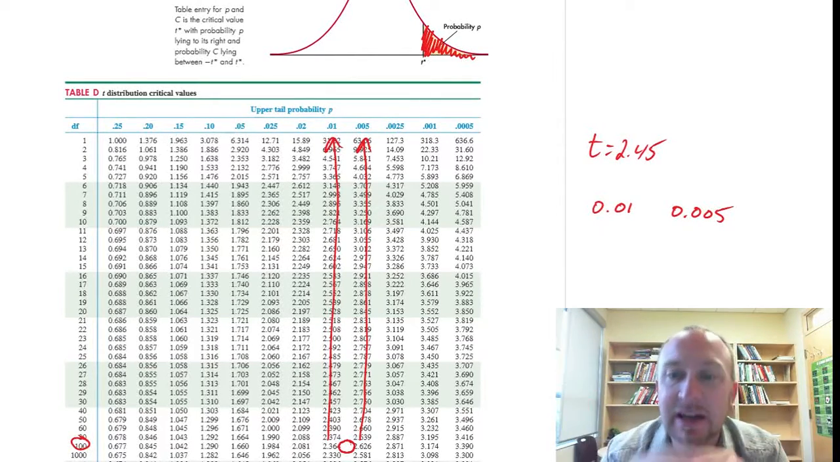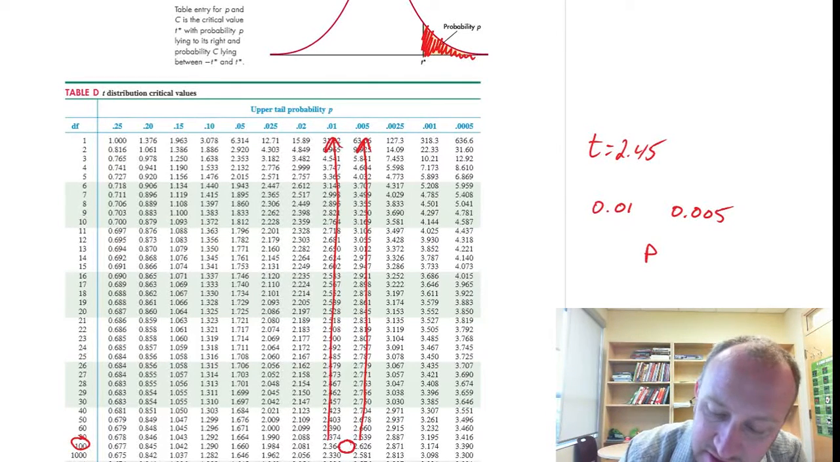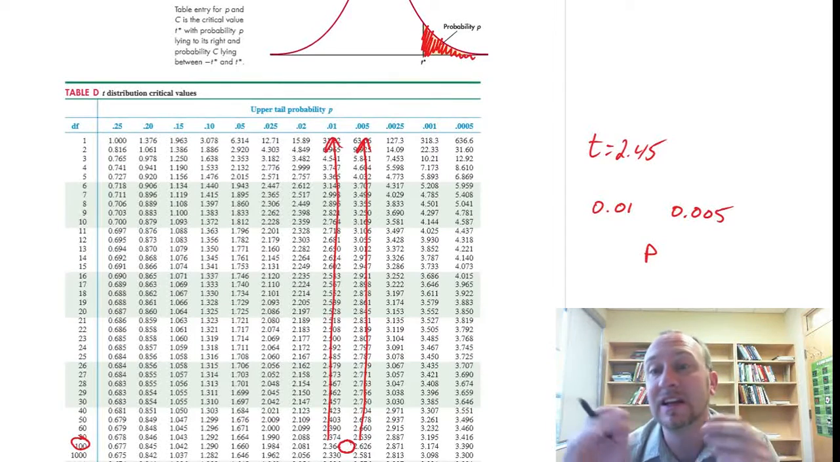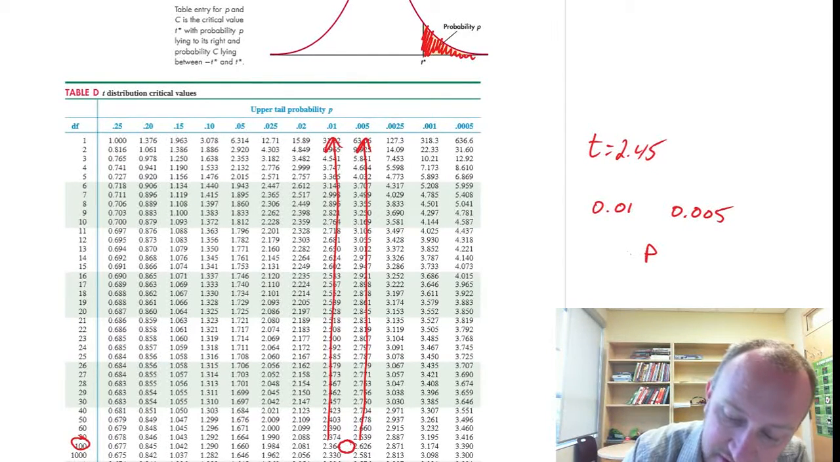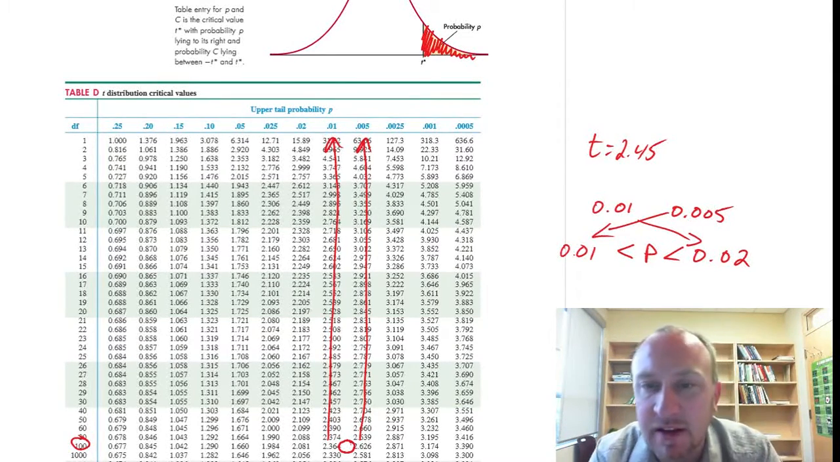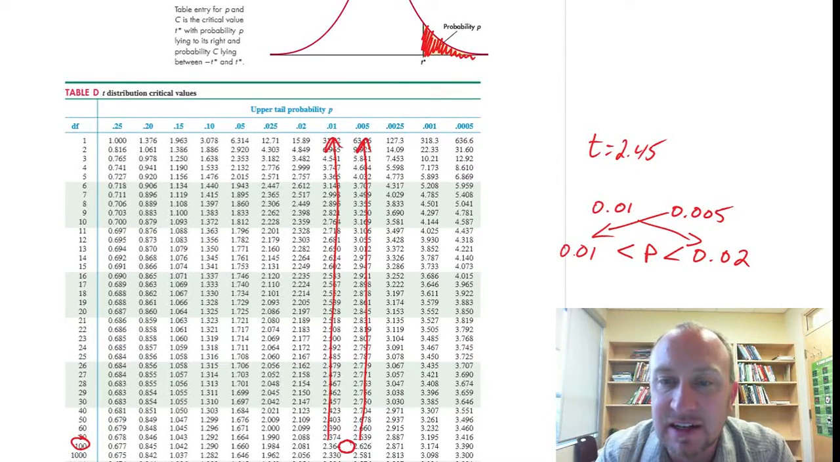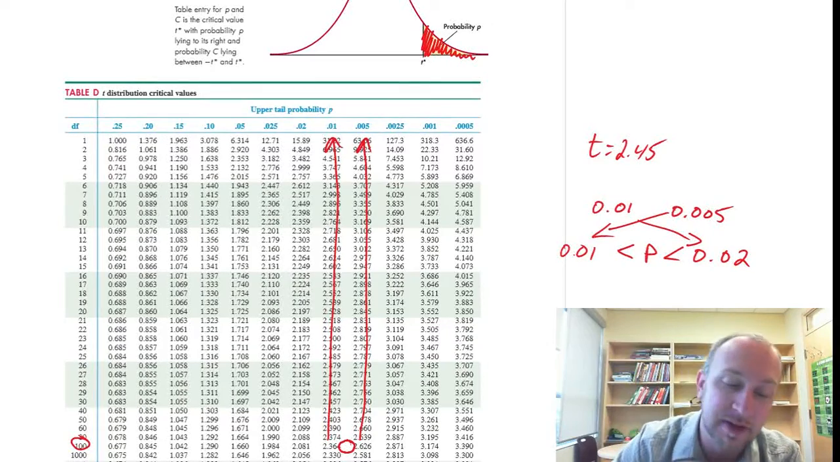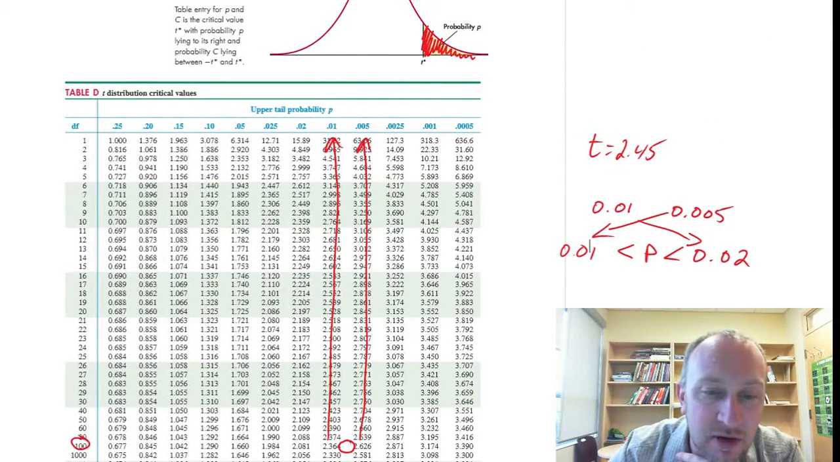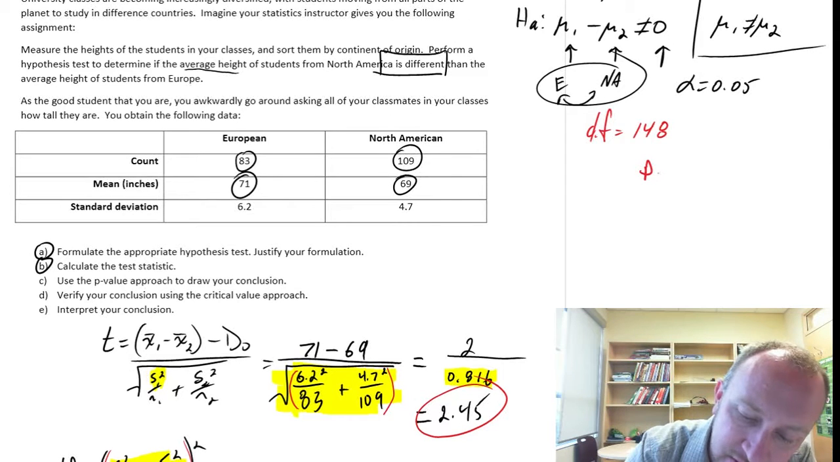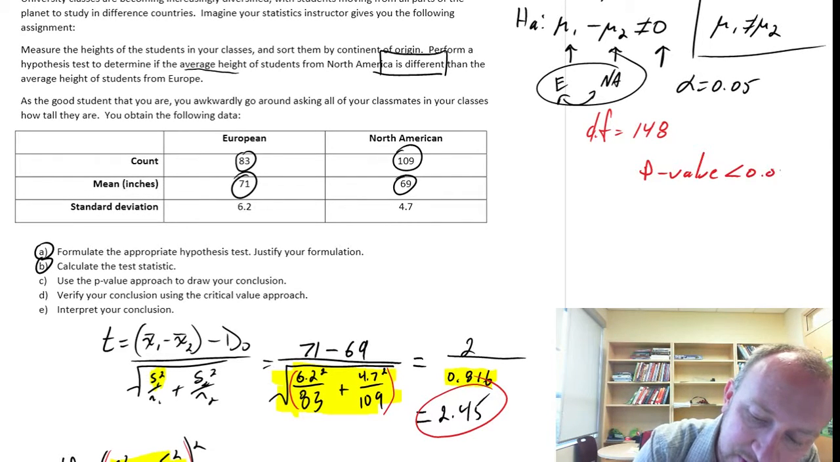Now, we can't forget, this is a two-tailed test, so those probabilities are not our p-values. Our p-value is going to be somewhere in between double those values. So this is going to be something greater than 0.01 and something less than 0.02. I'm doubling those values, and they switch sides, of course. So that's the best we can do as far as our approximation for the p-value: it's between 0.01 and 0.02.